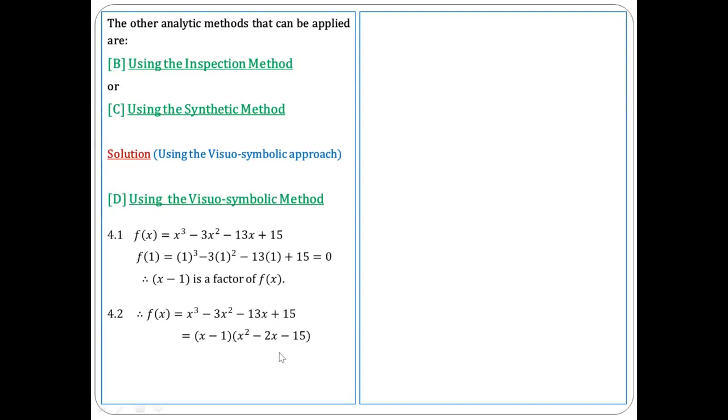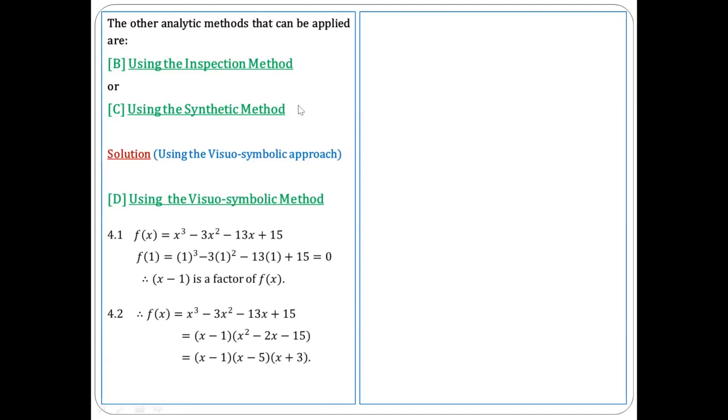So you have x and x in the first and second bracket, x and x. Then you have minus 5 and plus 3. So the factors of f of x will be x minus 1 times x minus 5 times x plus 3. And you obtain these factors in only 2 steps, which is far shorter when compared to the previous method.